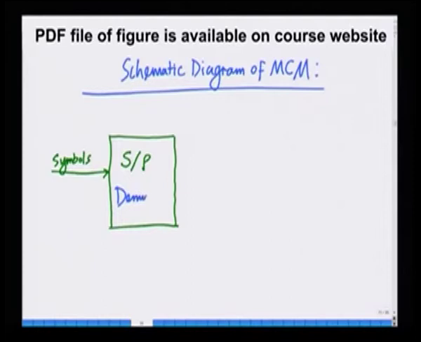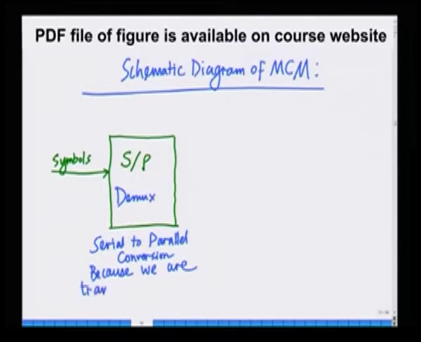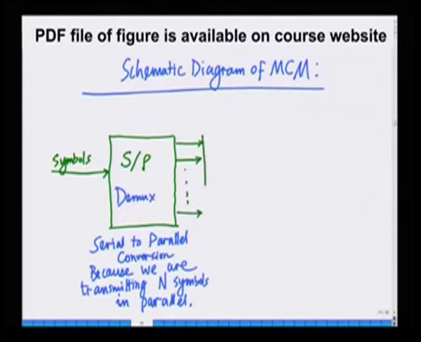This is also a demux operation. So, let me write it down. This is also a serial to parallel conversion, because we are transmitting n symbols in parallel. Now, once I have parallelized this, I am going to, as we said, modulate these onto n subcarriers. I am going to take these symbols and modulate them onto n subcarriers.